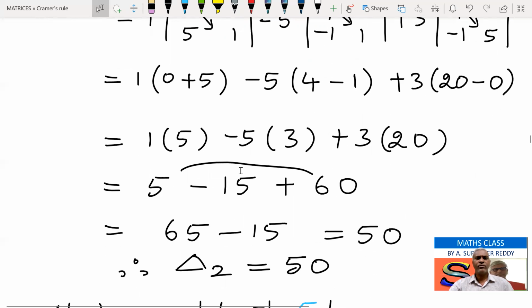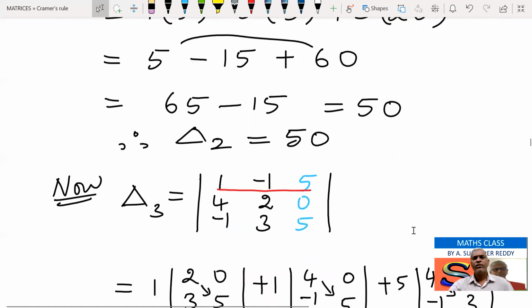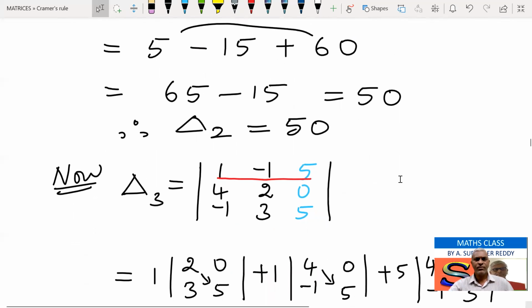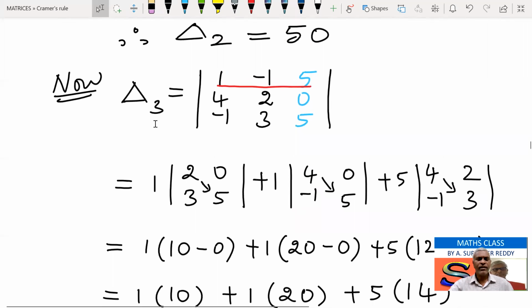1 into 5 is 5, 5 into 3 is minus 15, 3 into 20 is 60. 60 plus 5 is 65, minus 15 is 50. Delta 2 value is 50. Next, consider delta 3.